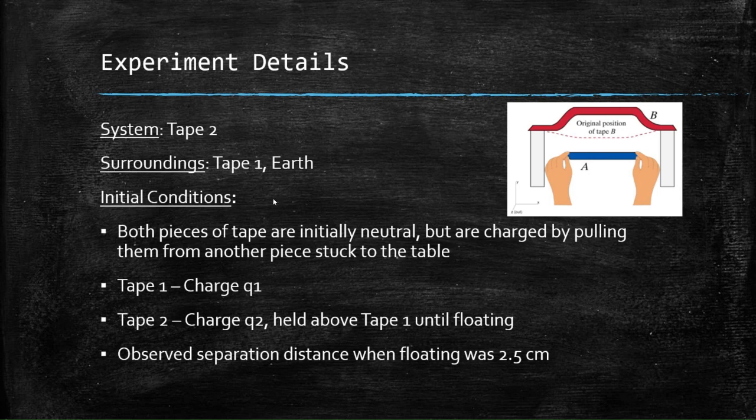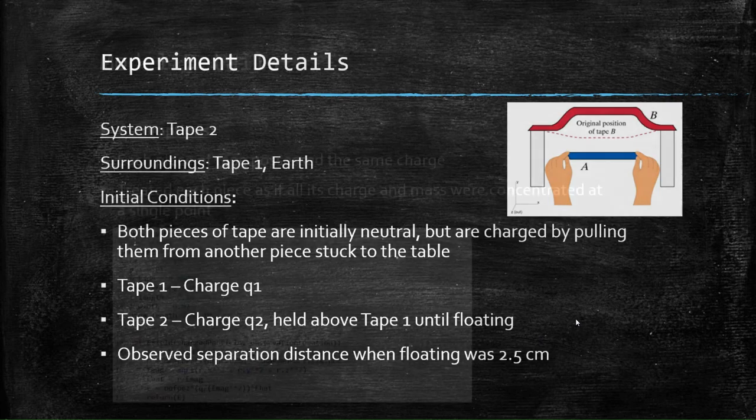Initially, both pieces of tape are electrically neutral, but they're given a charge by transferring electrons to them after they are ripped from another piece of tape that's stuck to the table. And then at the start of the experiment, tape 1 possesses a charge of Q1, tape 2 has a charge of Q2, which are unknown right now. But when tape 2 starts floating, the observed separation distance between the two tapes is 2.5 centimeters.